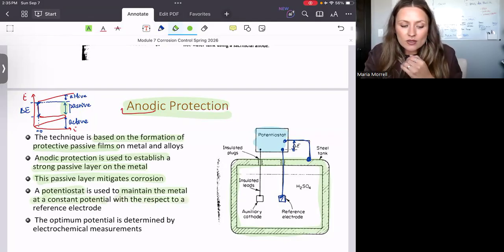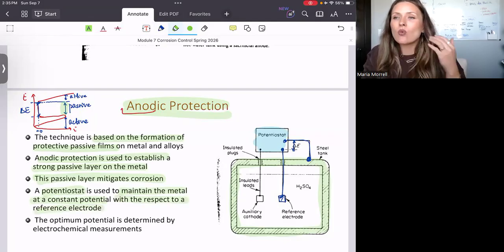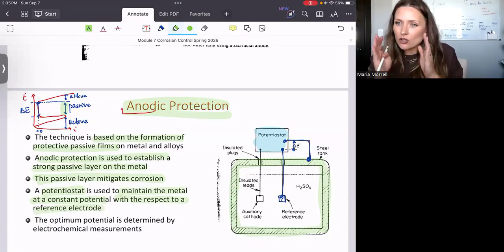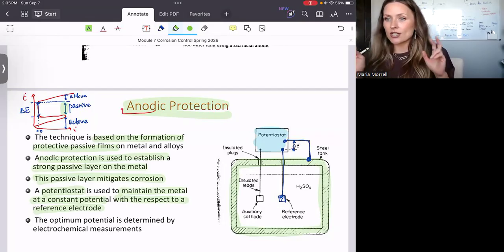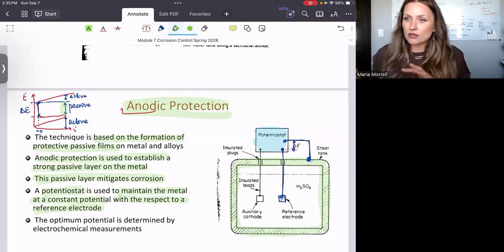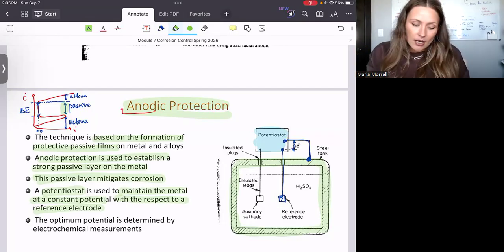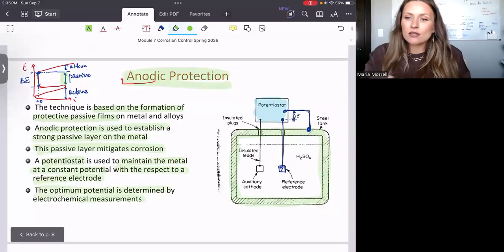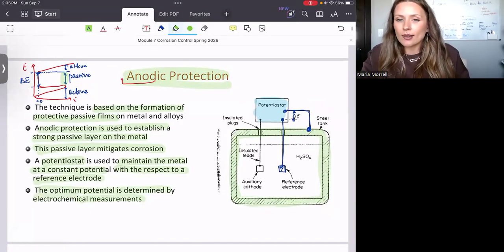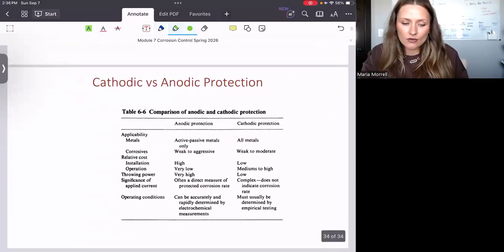And we do that with respect to the reference electrode. And once again, why do you want to keep it at a certain specific potential? There's a range that is allowed, a safe range, because you want to keep the material passivated. Typically the optimum potential is determined by electrochemical measurements. Sometimes you do the measurements, sometimes you just already know. Some materials are well studied, so it's relatively easy to figure it out.